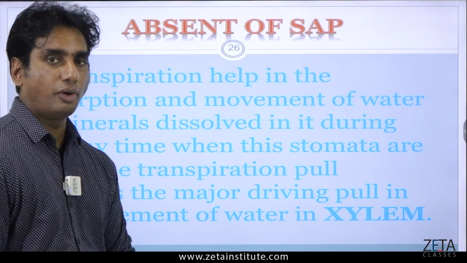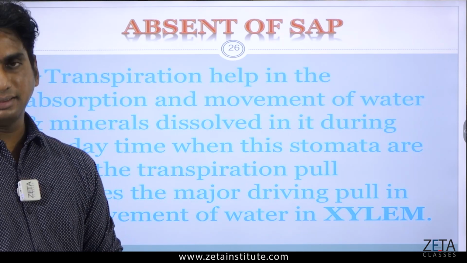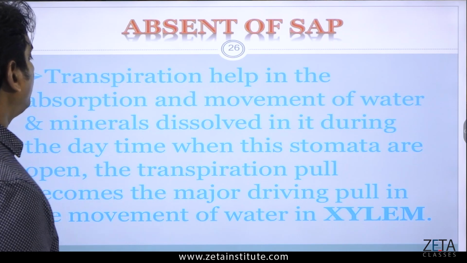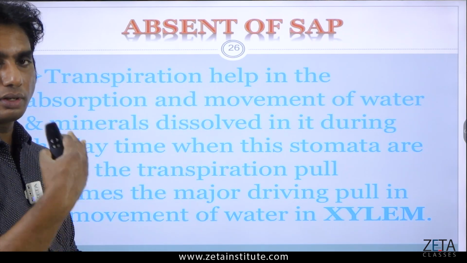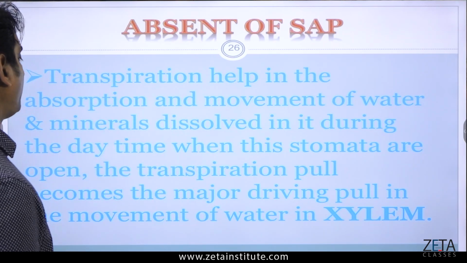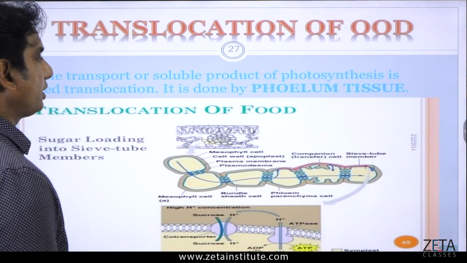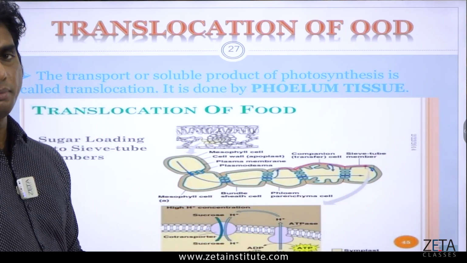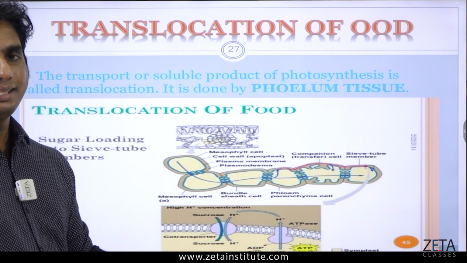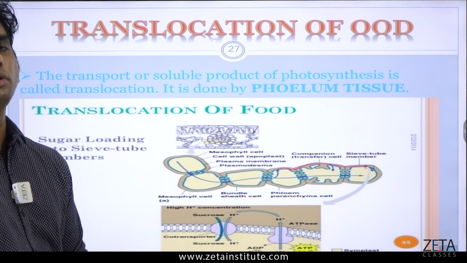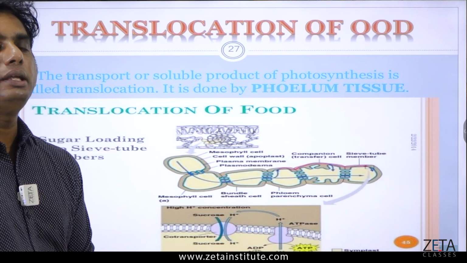Transpiration, I also told you before when we were discussing guard cells. Transpiration is the movement of excess water outside of the body through stomata. Translocation is different from transpiration. Translocation of food means what phloem does. Phloem is carrying the food materials from the leaf to other parts.